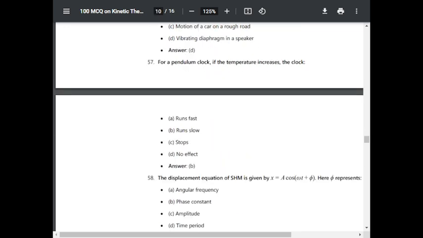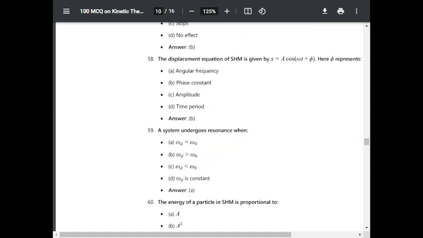Question number 57. For a pendulum clock, if the temperature increases, the clock: option A, runs fast; option B, runs slow; option C, stops; option D, no effect. The correct answer is B, runs slow. For a pendulum clock, if the temperature increases, the clock will run slow. Option B is correct.